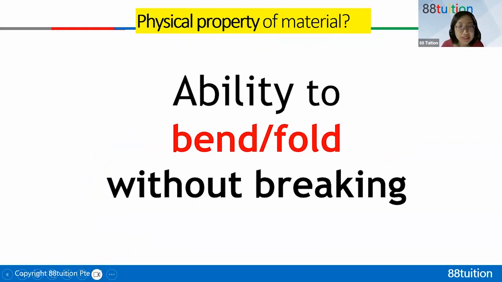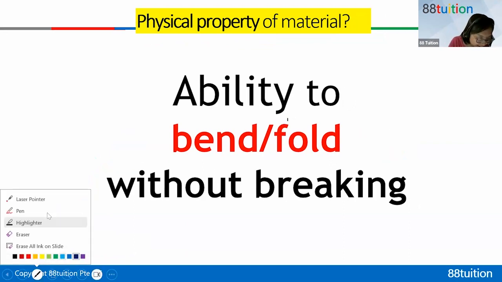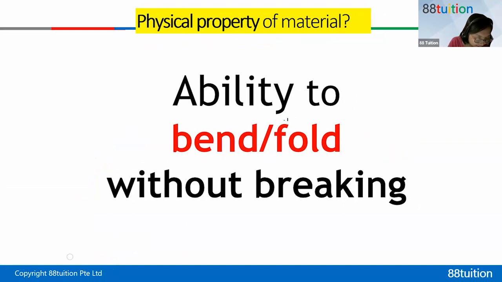Where are my physical properties? So what physical property am I talking about? One word answer. Give me one word. All right. So good, Wen-Xin. The rest, letter F. Fold starts with letter F. Fold. Therefore, it will be flexible.